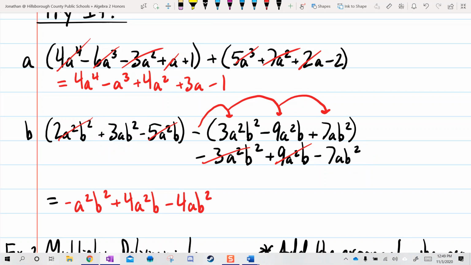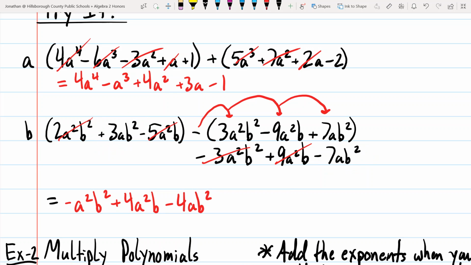So notice, once you match up the letters, you don't ever change these. You're just focusing on the numbers in front. That's how I'm able to get my answers so quickly. I'm just focusing on the coefficients now that I've matched up the variables. That's adding and subtracting.